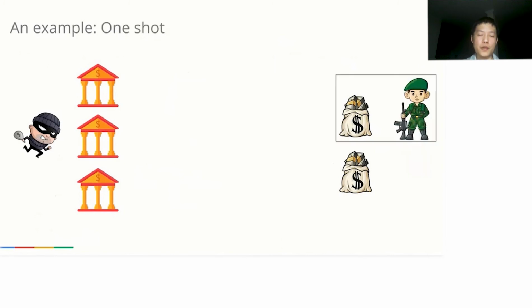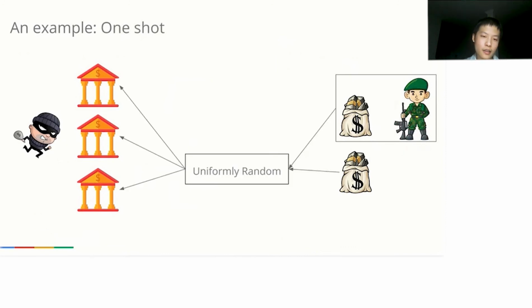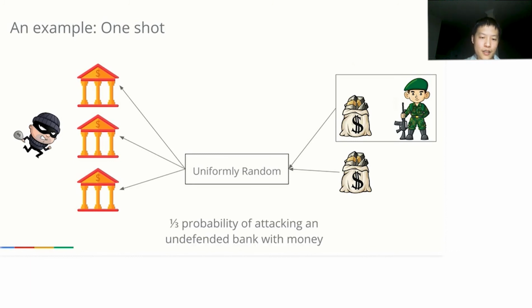So let's see what happens if this game is one shot. And when the game is one shot, actually the optimal strategy for the defender is quite straightforward. So basically, the defender will assign the soldier to one bag of money deterministically. And then these two bags of money are distributed uniformly at random. So now from the perspective of the attacker, each bank again looks the same. So each bank is undefended with money with probability 1/3.